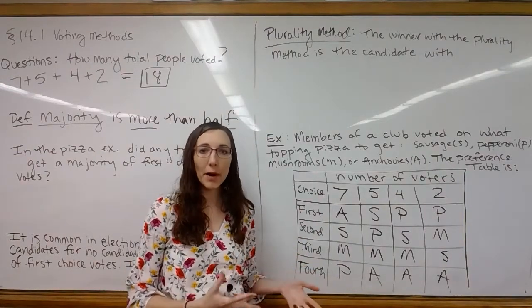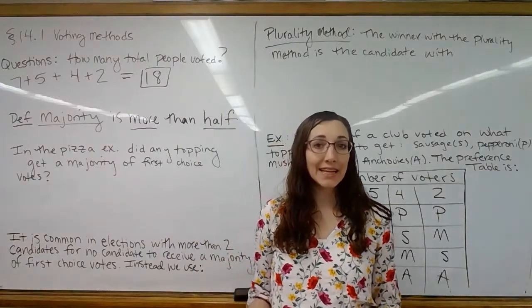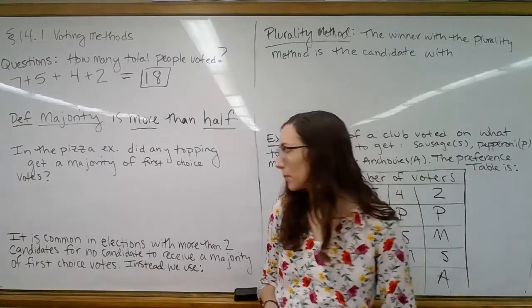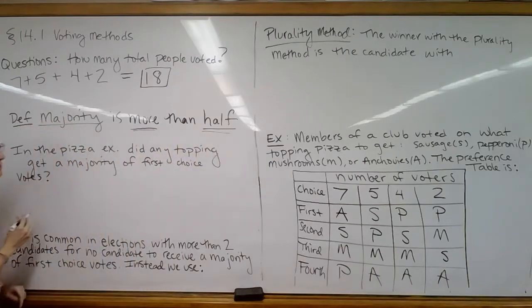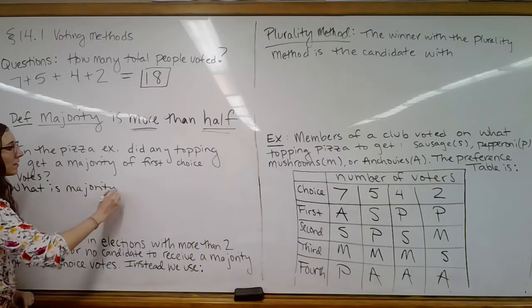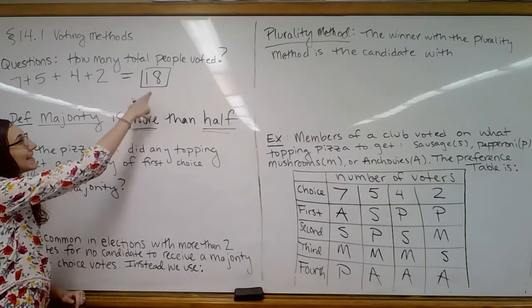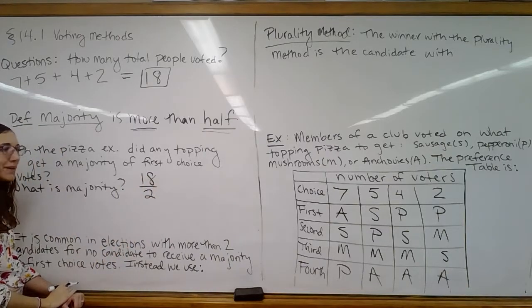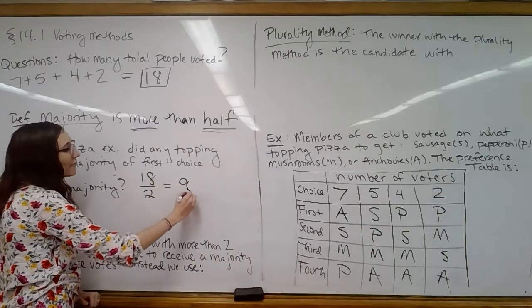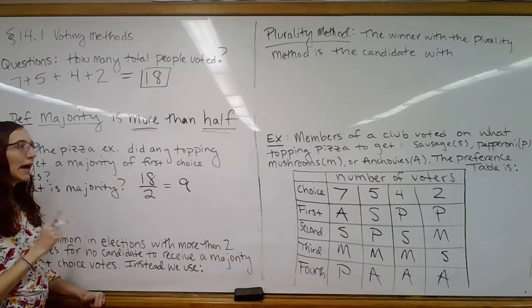Well, we could count up how many first choice votes things had, but first, let's figure out what it takes to get majority in this example. Remember, majority is more than half. So when we ask what is majority, let's remember what the total was. The total was 18. So we need 18 divided by 2, because we're going to look at what's half. So half of the voters is 9, but remember, I need more than half. 9 doesn't cut it to have majority.